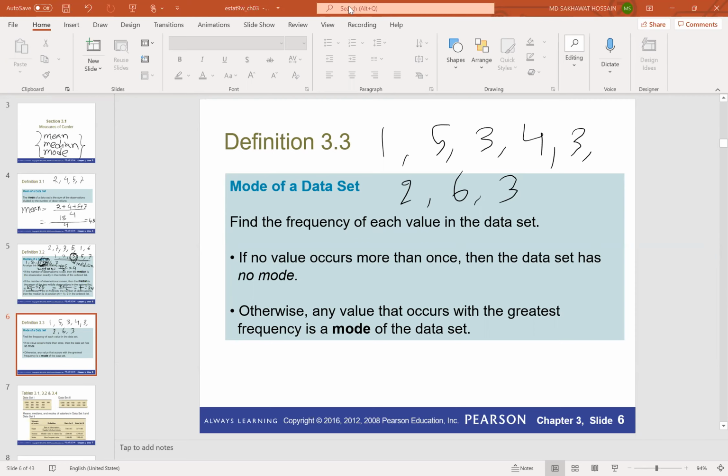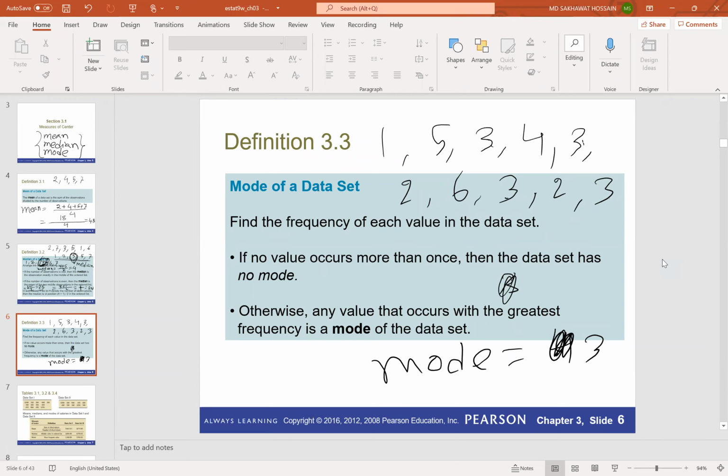Yes, 3 has the maximum number of occurrences, right? Because 3 occurred here thrice, 3 times. Or maybe we can consider another number, 2, again 3. So in this case, we have 3 occurs 4 times. So the mode of this data set will be 4. Sorry, mode is 3 because it has the maximum frequency.